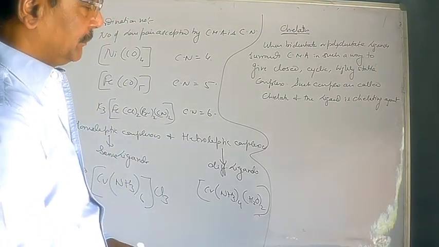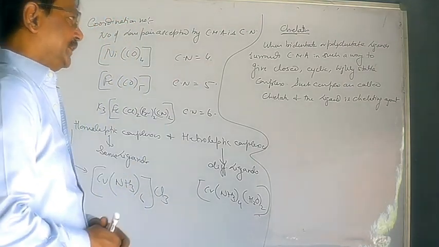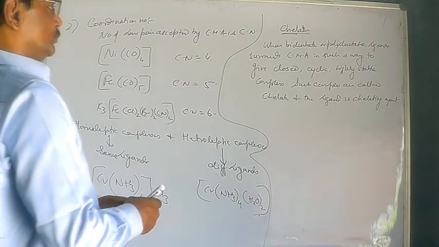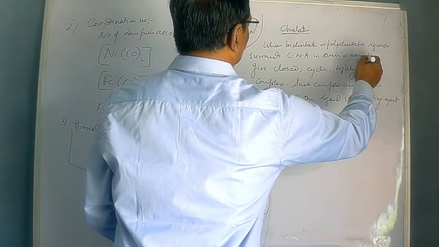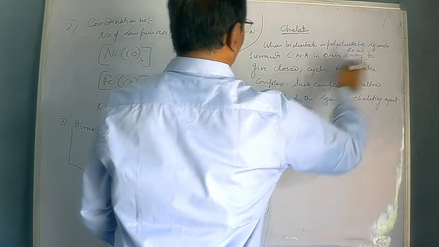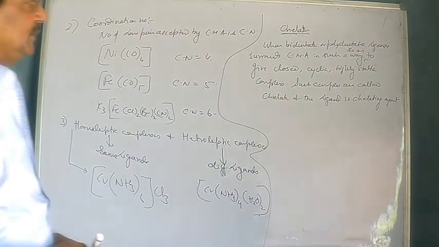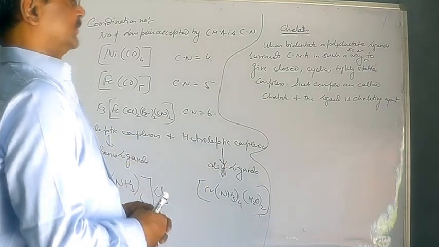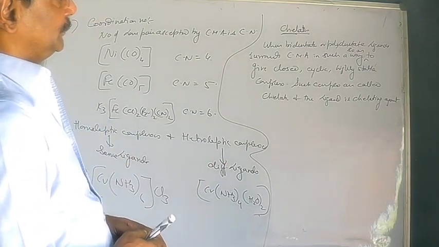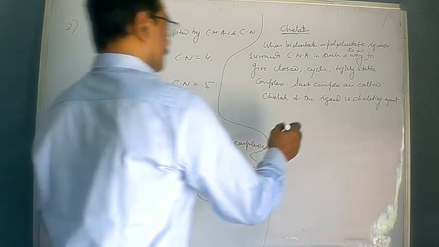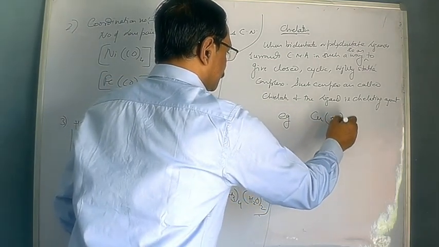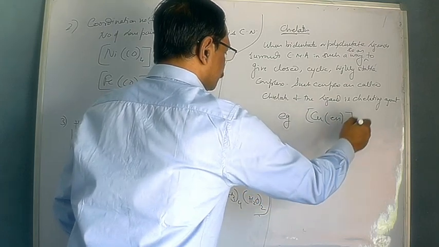So class, I repeat the definition again. When bidentate or polydentate ligands surround central metal atom in such a way so as to give closed, cyclic, highly stable structure, highly stable complexes, such complexes are called chelate, and the ligand is chelating agent. Example: Cu(en)2 SO4.